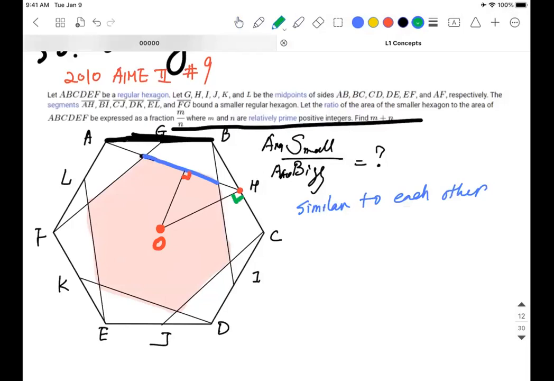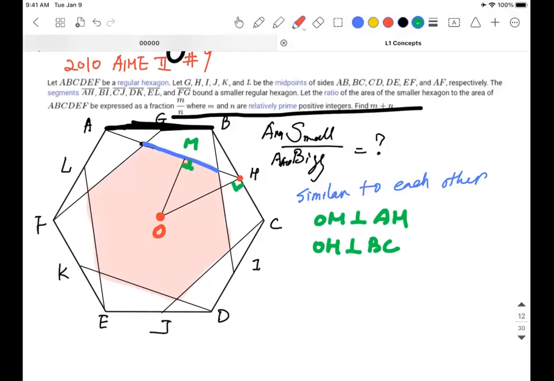Same thing, if this is given a name, maybe M, for instance, my OM is also going to be perpendicular to AF, right? This is 90 degrees. OH perpendicular to BC. This is also 90 degrees. So that being said, it's like considering the distance from the center to one of the sides. If I can find out the value for OH over OM, I'm also determining the similarity ratio. Is it right? Similarity ratio.